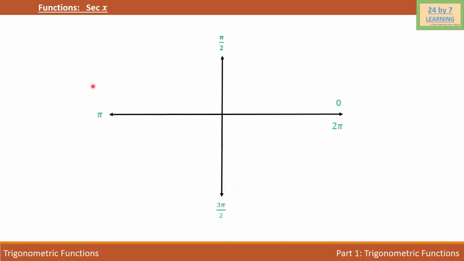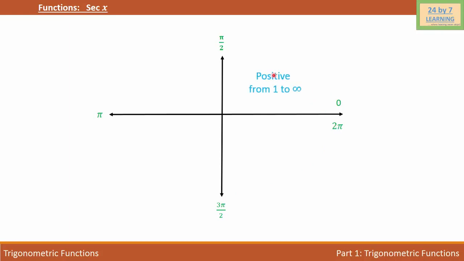The periodicity of the secant function is 2 pi because the secant function repeats itself at an interval of 2 pi. Now let's talk about some other properties of the secant function. As we can see, this is my quadrant plane. This is my first quadrant, second quadrant, third quadrant, and fourth quadrant. My first quadrant is from 0 to pi over 2, the second quadrant is from pi over 2 to pi, the third quadrant is from pi to 3 pi over 2, and my fourth quadrant is from 3 pi over 2 to 2 pi.